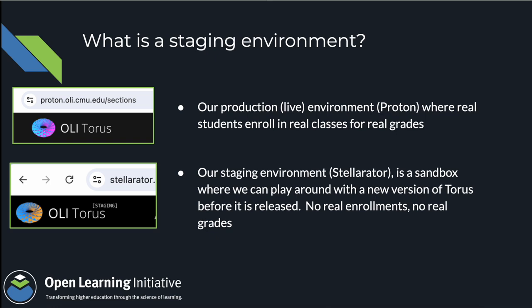Our main production environment, it's not our only production environment, but our main production environment that we use at OLI, is called Proton. And you'll notice in my screenshot here that the web address includes Proton. It's proton.oli.cmu.edu. And then we have that blue and purple Torus logo. The staging environment that I'm going to be using today is called Stellarator. So I have included a little of the web address, and it's stellarator.oli.cmu.edu, so a different web address.